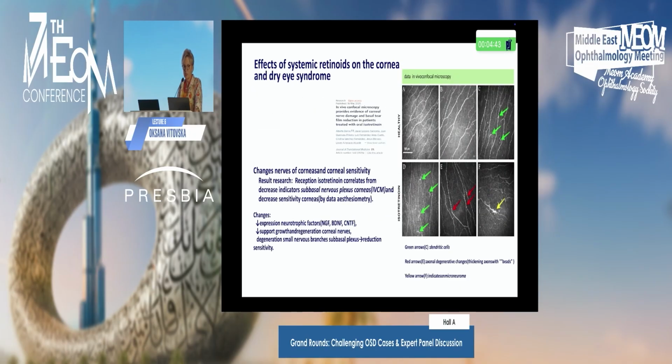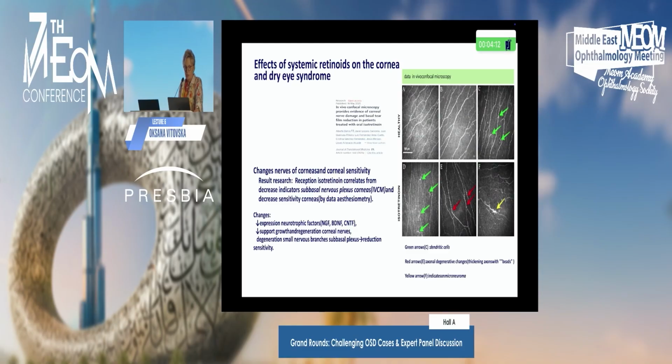In spite of this, it also influences their nerves. It changes the nerves of the cornea, and it influences corneal sensitivity. Different results and different papers demonstrate that reception of isotretinoin correlates with decreased indicators of the subbasal nervous plexus of the cornea, and decreased sensitivity of the cornea.